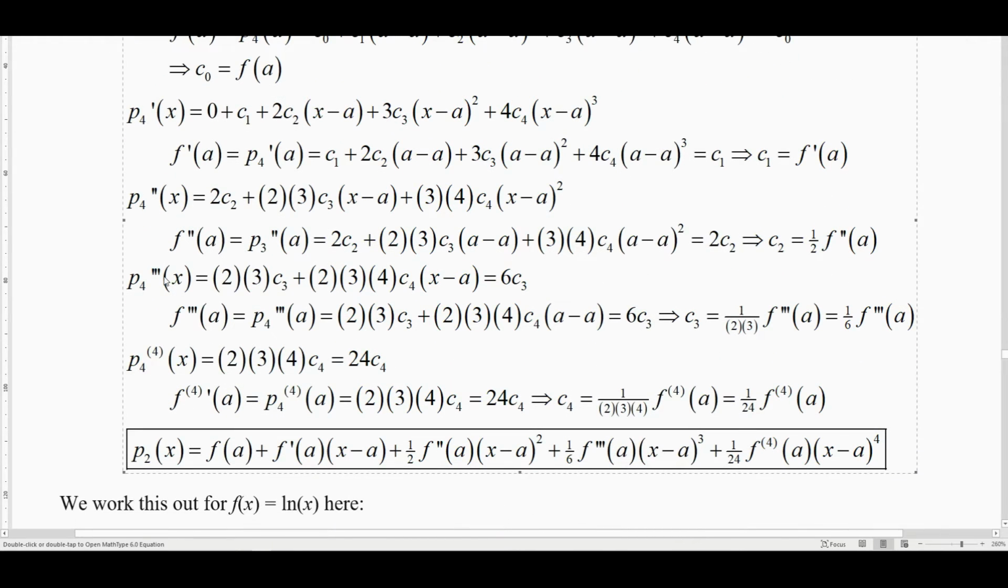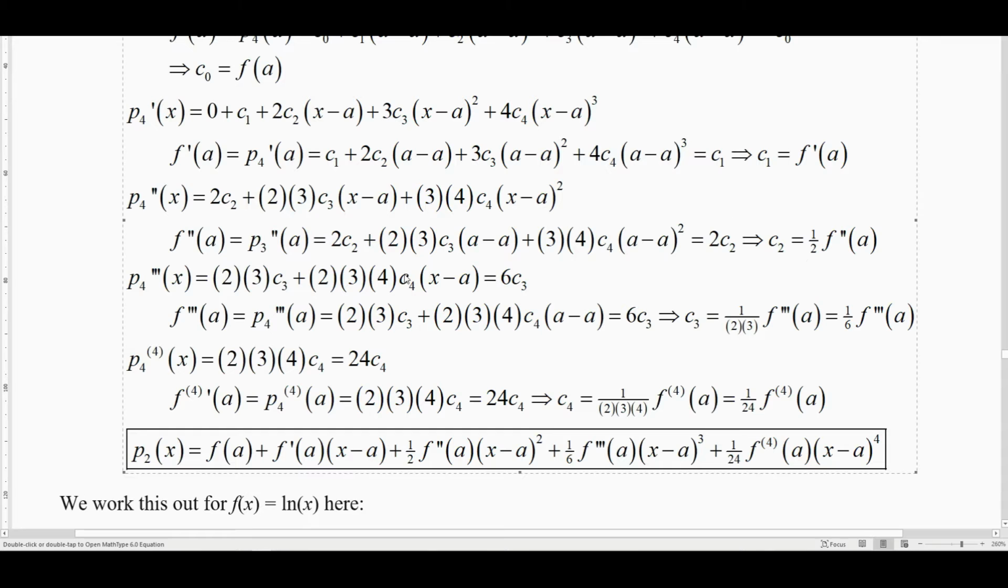Same as before. Third one, same as before. Take another derivative. That first term goes away. You get 2 times 3 times c3. Then you get a 2 times 3 times 4, c4 times x minus a. Plug in a for x, and a minus a is 0, so that term goes away. You got 2 times 3 times c3 is f triple prime of a. So the coefficient there, c3, is 1/6 f triple prime of a. That's all exactly like what we just did before.